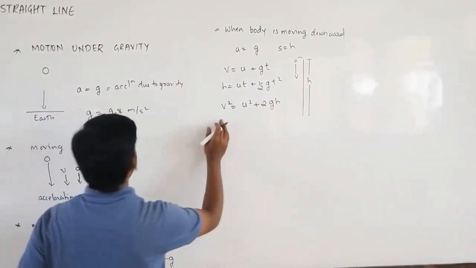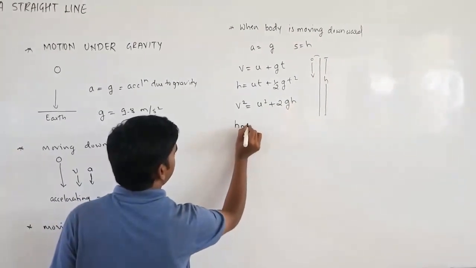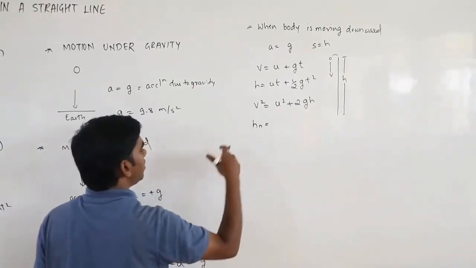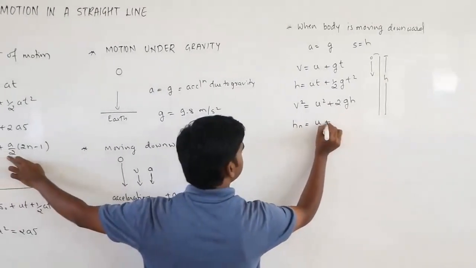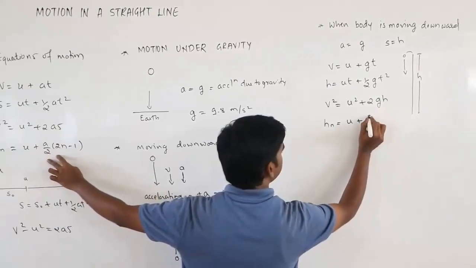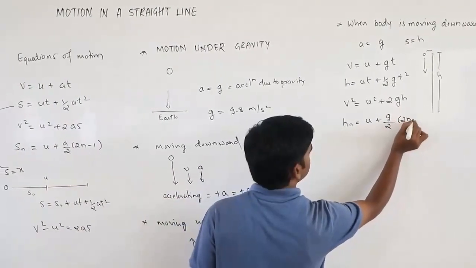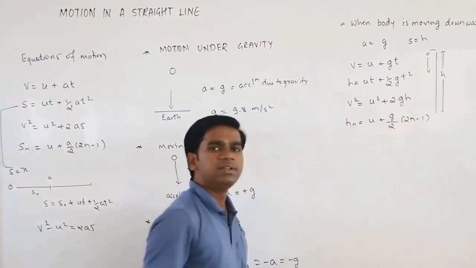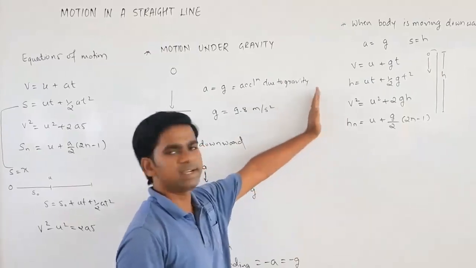Okay. So what is the fourth equation? The fourth equation is Sn. So I can write it as hn, a distance or vertical height covered in the nth second. U is the initial velocity, no need to worry about that one. a by 2 will become g by 2. 2n minus 1, write as it is. So whenever they ask to write the equations of motion when the body is moving downward, you can write this one.